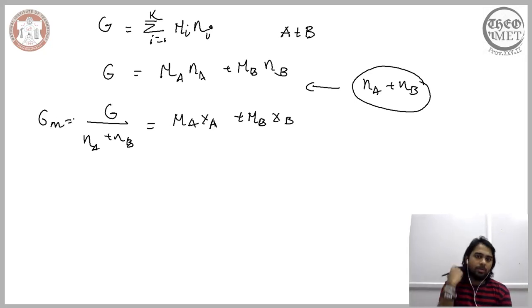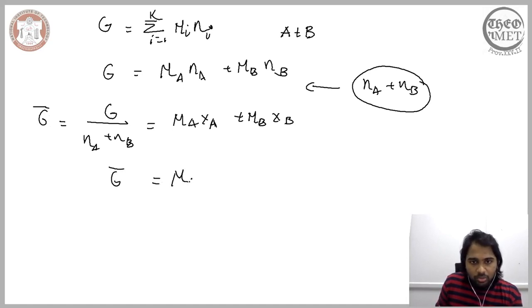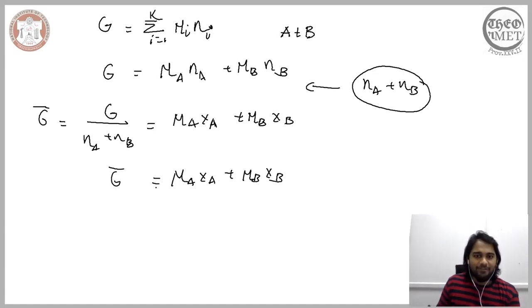So per mole of the solution, this ratio here indicates the Gibbs free energy. Therefore we can replace it by G bar. Now G bar is equal to mu A x A plus mu B x B. This expression is something similar to what we saw in our previous case.